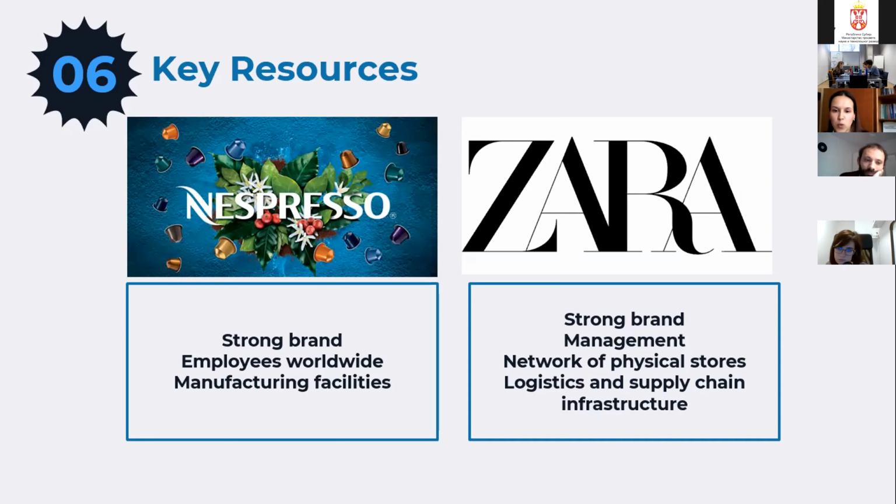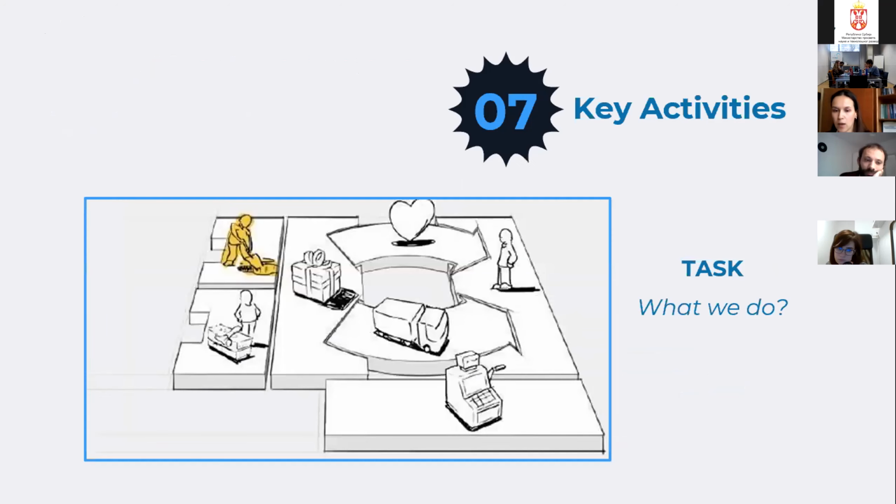So we finished with this block of the business model canvas, key resources, but now we must see our key activities. The next block of the business model canvas is key activities, where our task is to give a snapshot of what we are doing.